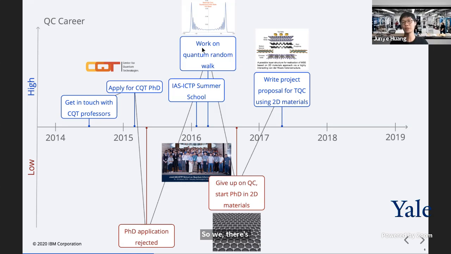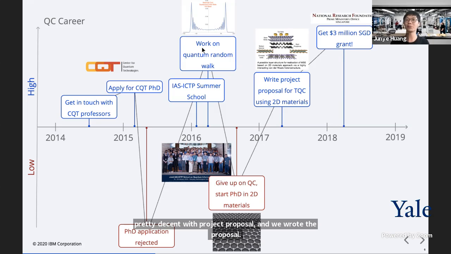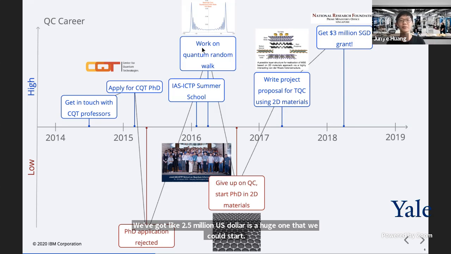There are some proposals using other materials, and people have been working on nanowires or two-dimensional quantum well semiconductors. We wanted to do a similar thing, but using 2D materials, and that could be a pretty decent project proposal. We wrote a proposal and we got the grant, and it was not a small amount of money. We got like $2.5 million.